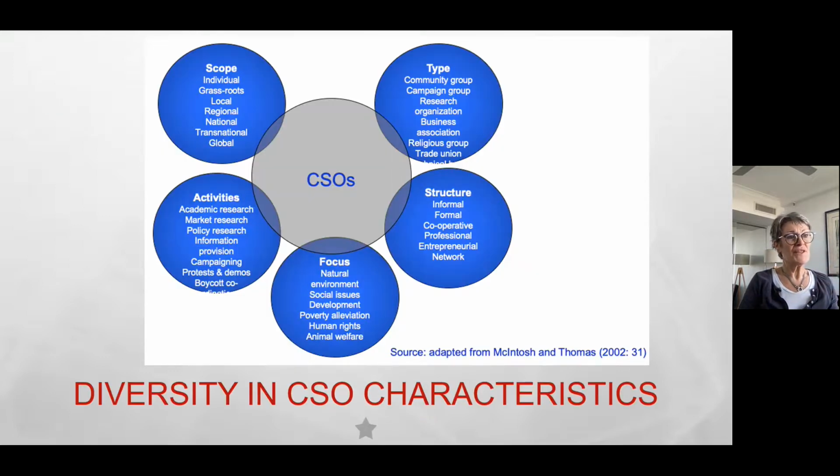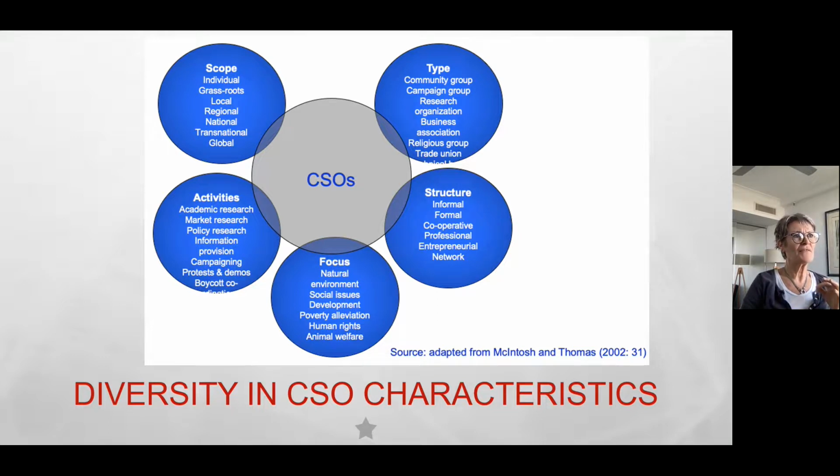Now, to look at the diversity of civil society organizations, you can look at different categories, and this all comes out of the textbook. It gives you an idea of some of those themes that civil society organizations can fall into. If you look on the left-hand side here where it says activities, there's academic research, market research, policy research. Those sorts of things come into play.